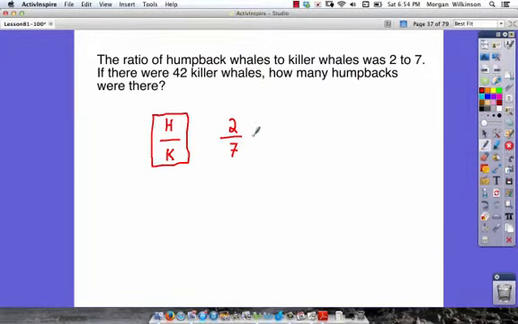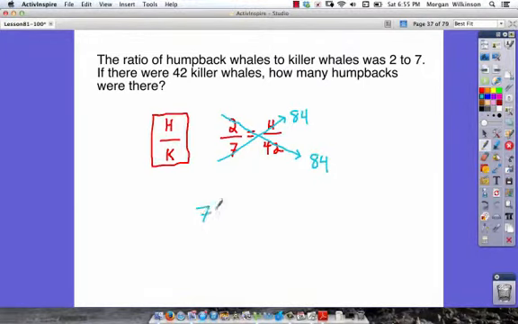We know there's 42 killer whales, so we're going to set up our proportion with 42 in the denominator, because the denominator is always the killer whales. And what we need to figure out now is our H value. How many humpback whales are there when there are 42 killer whales? Let's multiply. We're going to find cross products. 2 times 42. Well, 2 times 4 is 8, and 2 times 2 is 4. So 2 times 42 must be 84. So 7 times H, our number of humpback whales, that must also be 84.